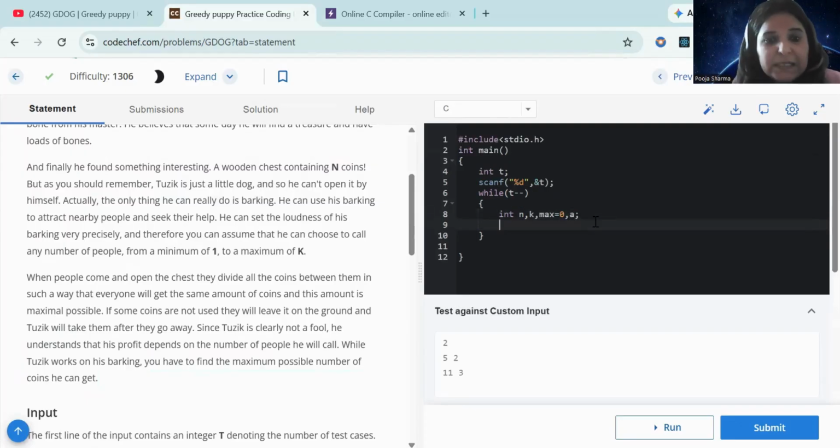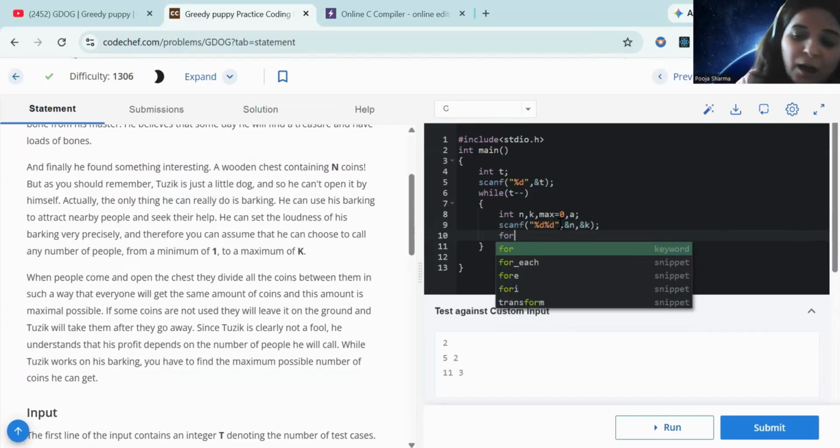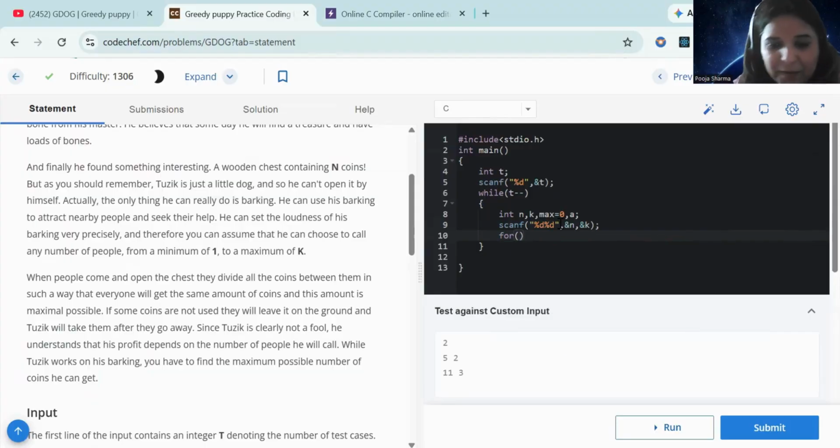Right. Now, what is the next step? Next step is you need to enter 5 and 2. So, scanf, percent d, percent d, right, comma, and n, comma, and k. Right? These are the two scanf operations that you have entered, 5 and 2. Once you enter this, what will it do? It will check, okay, 2 is the number of persons that you have entered. Now, he has to find how many maximum he can get, right?